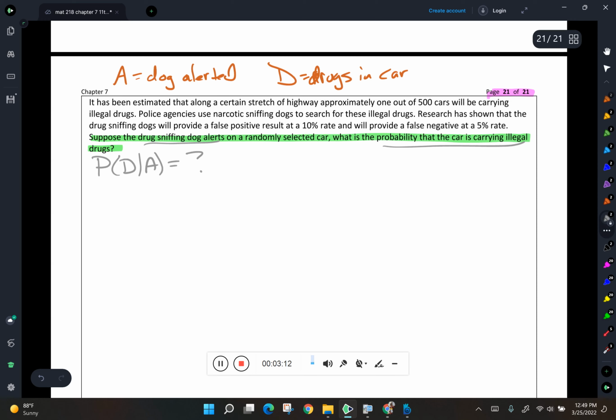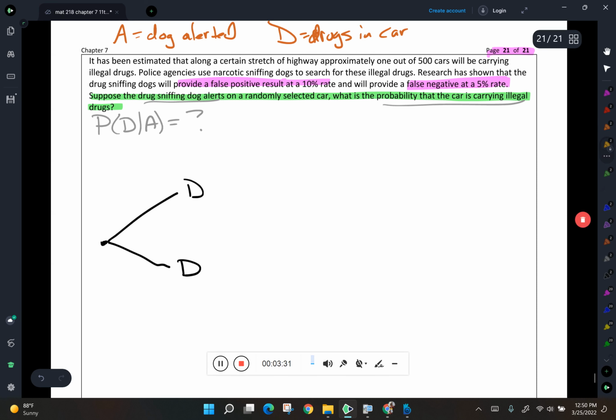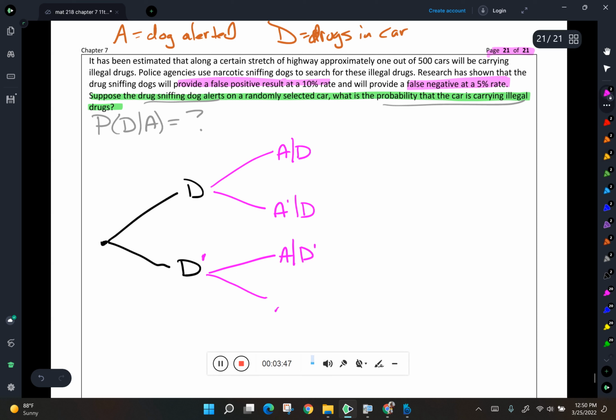That's my job. Okay? So the first thing I'm going to do is start building this tree diagram. Well, I know that the first branch has to be about whether there are drugs or not drugs in the car, because those conditional probabilities that we talked about a little bit ago all require that we know whether the car has or does not have drugs in it. And then the second branches are going to be the dog is going to alert, given that there are drugs. The dog won't alert, given that there are drugs. The dog will alert, given that there are not drugs. That's supposed to have a complement on it. And the dog won't alert, given that there are not drugs.